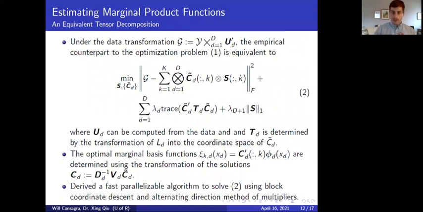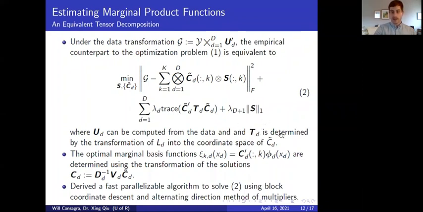So how do we actually compute this in practice? Under the data transformation given here, which is the sequential d-mode multiplications of our raw data tensor Y with these matrices U_d, which I don't have time to go into but can be computed from the data, the empirical counterpart to the optimization problem is equivalent to this optimization problem here. This is the least squares component, this is the roughness-based regularization, and this is the sparsity-based regularization.